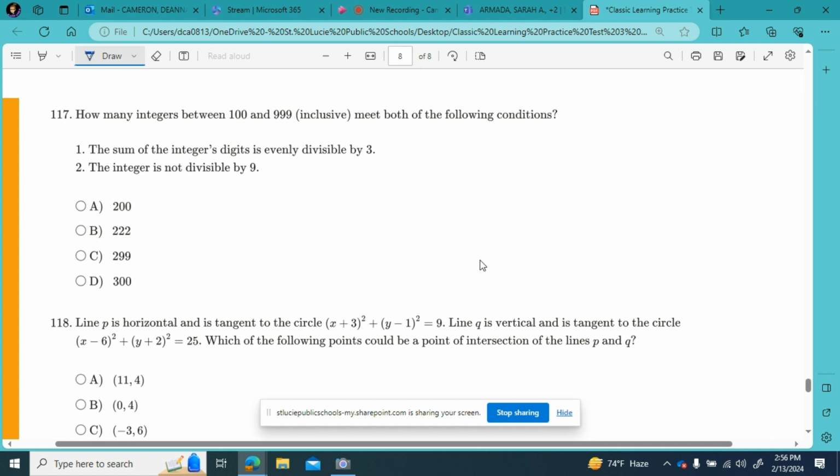So when we look here, I know that up to 999, if a number is divisible by 3, its digits are also evenly divisible by 3. That's from our divisibility rules. So your divisibility rules for your 3s and your 9s are what's going to help you get through this question fast.